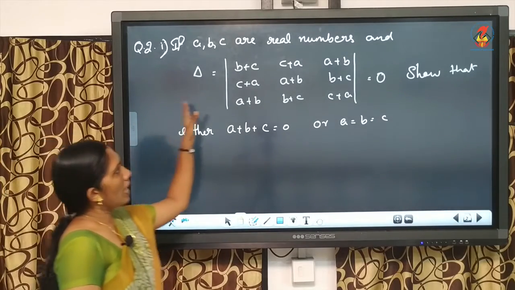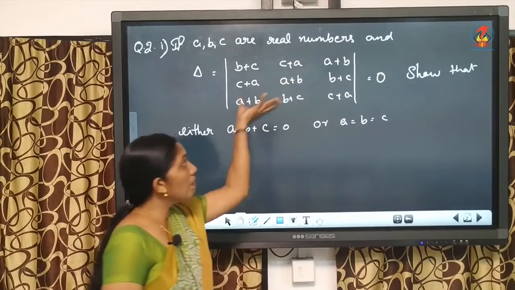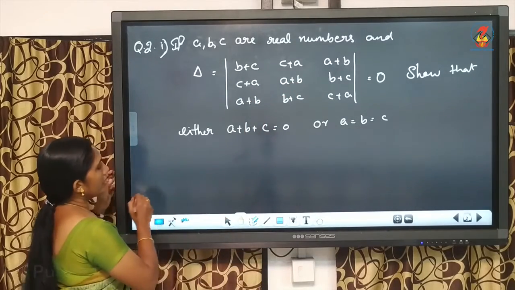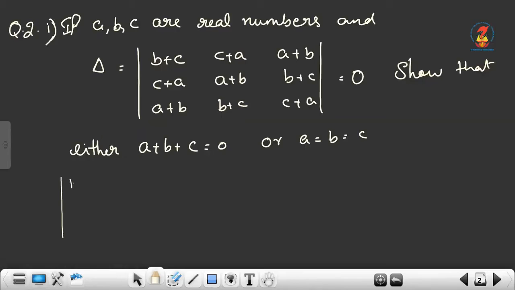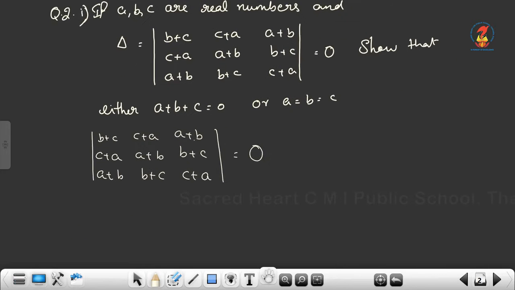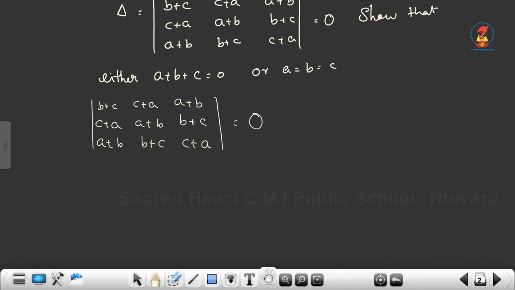So this value is given as 0. We have to simplify this, then only we get this answer. So first we take the determinant b plus c, c plus a, a plus b; c plus a, a plus b, b plus c; a plus b, b plus c, c plus a equal to 0. This is given. Now we simplify this determinant. If we expand, we won't get it. It's very difficult to get that answer.